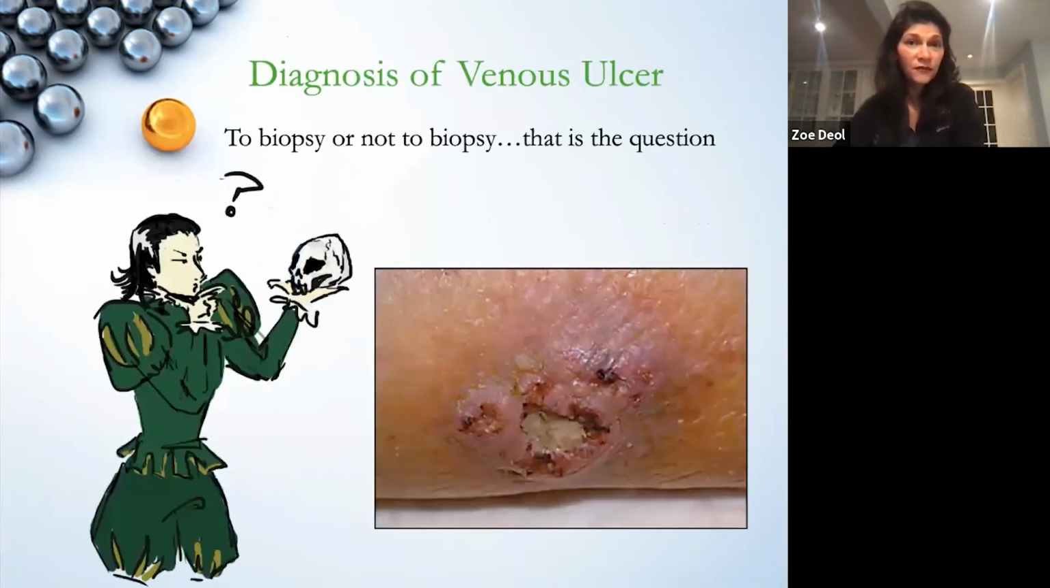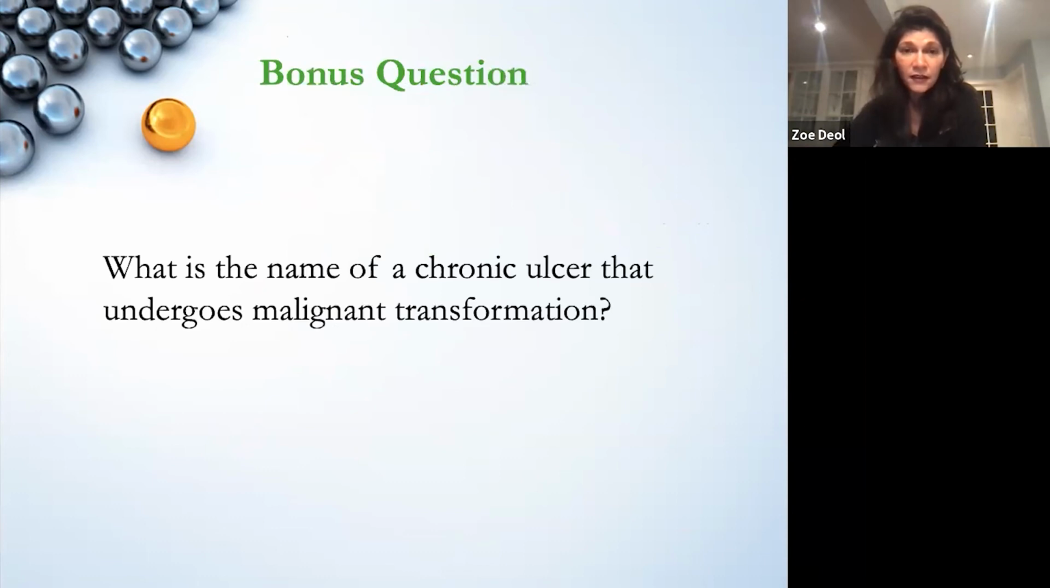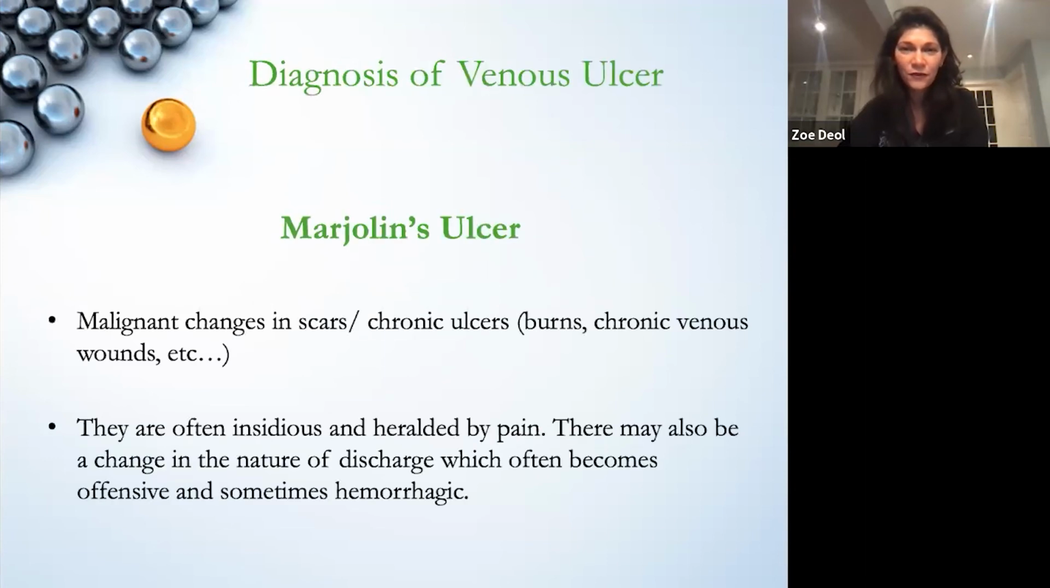So how do you diagnose a venous ulcer? Question: do you biopsy or not to biopsy? The answer is, in general, you do not biopsy or test for infection of an uncomplicated venous ulcer. But a complicated or chronic venous ulcer is at risk for transforming into a malignancy, and it has a specific name. I think I gave this question to Bob to use in Venous Jeopardy at AVLS. So if you went there, you'll know the answer. It's called a Marjolin's ulcer.